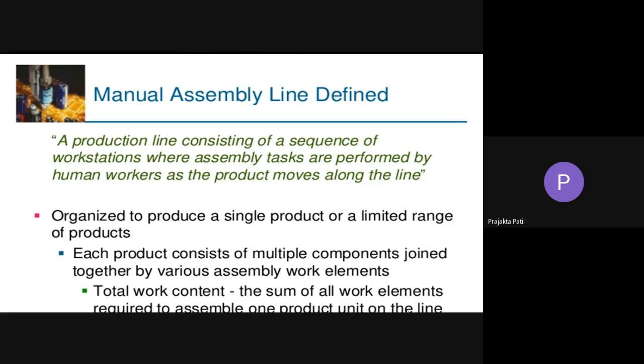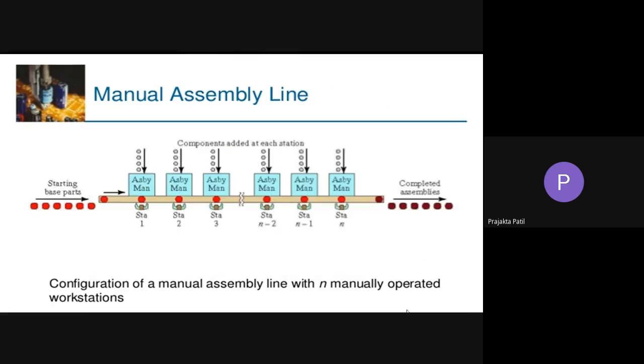So the products here are assembled as they move along the line. At each station, a worker performs a portion of the total work on the unit. Here, the common practice is to launch the base part. You can see it in this figure, the manual assembly line figure, which is a simple line configuration with n manually operated workstations.